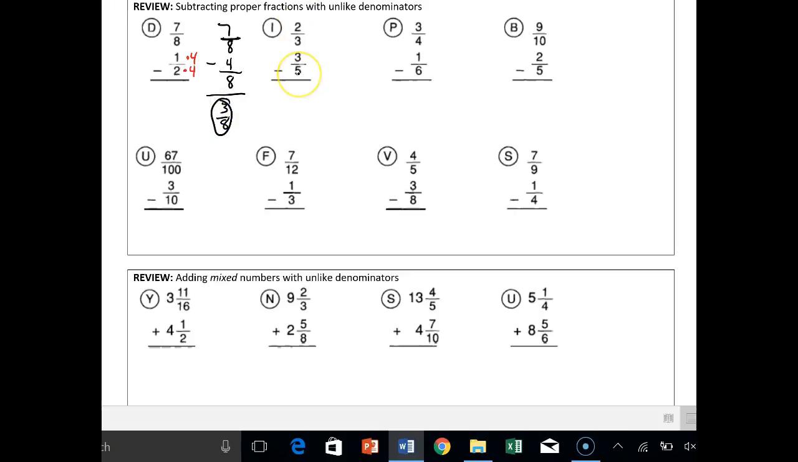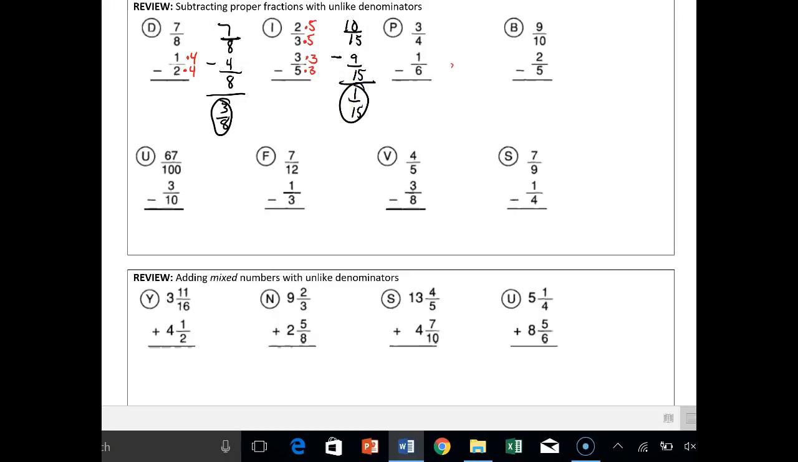For 2/3 and 3/5, multiples of 5 are 5, 10, 15, 20, etc. And the 3's are 3, 6, 9, 12, 15. The one that they have in common, the least one, is 15. So 2 times 5, 3 times 5 to get to 15, and then 3 times 5 and 3 times 3. So I get 10 over 15 minus 9 over 15. And I get my answer of 10 minus 9, which is 1/15.